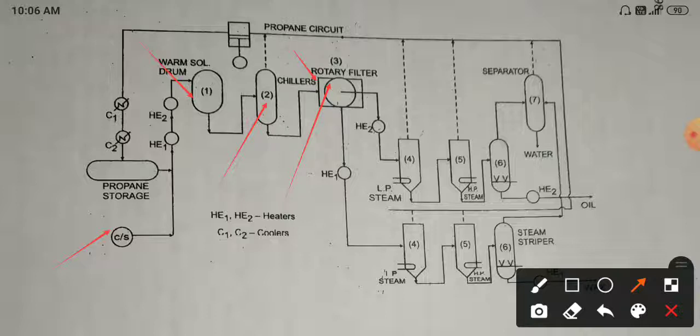The solution is then filtered to remove wax. The filtration is conducted in a rotary vacuum filter, part 3, and a simultaneous washing of the cake with a fresh solvent is also done.